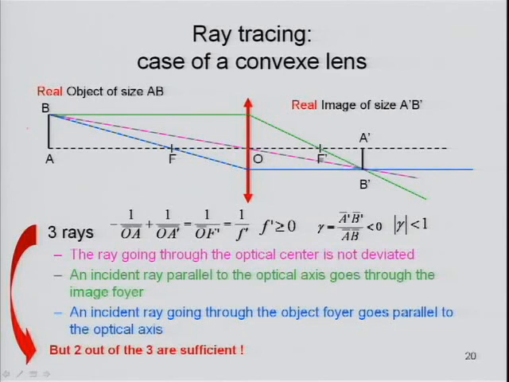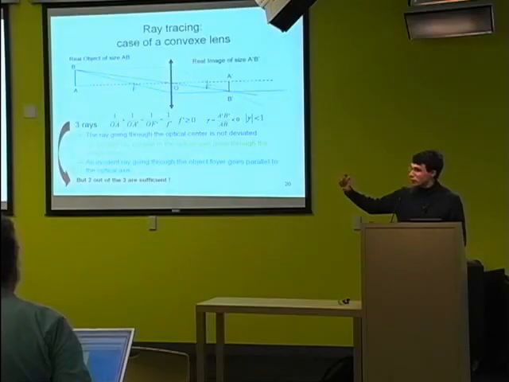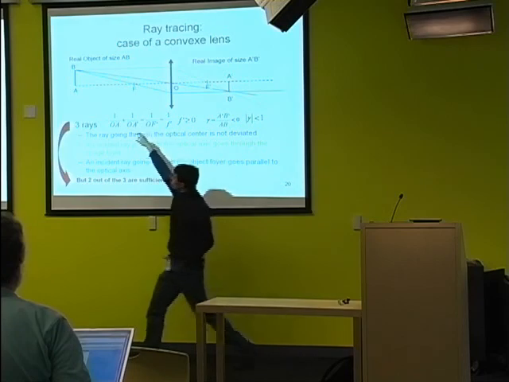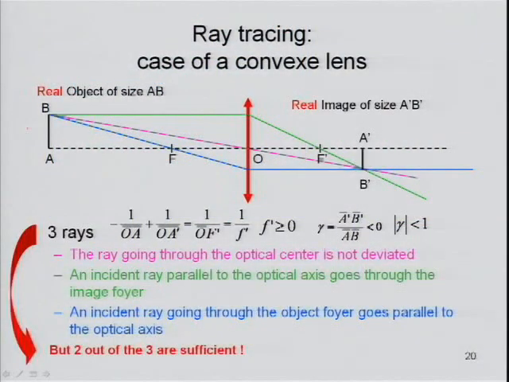So the absolute value of gamma is inferior to 1 because the height of the image, A prime B prime, is smaller than the object, AB. But you could put the object where A prime B prime is, and then you get an image of AB. So gamma can be greater than 1 in a different case. This is just in this case.